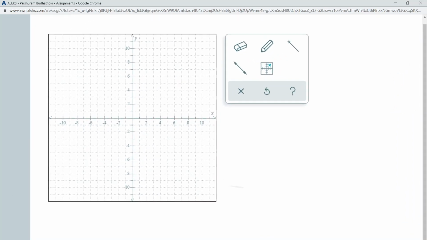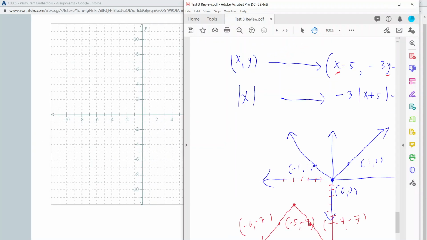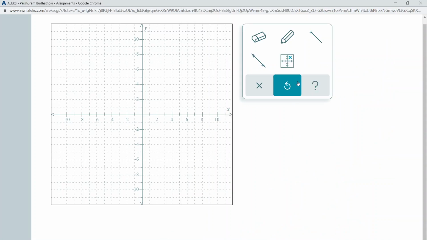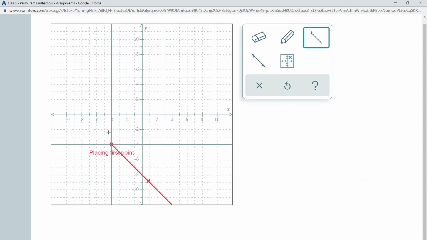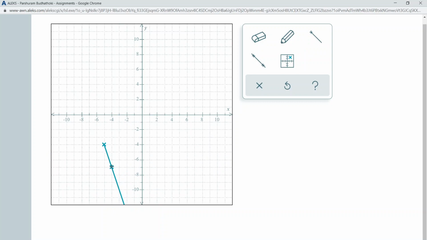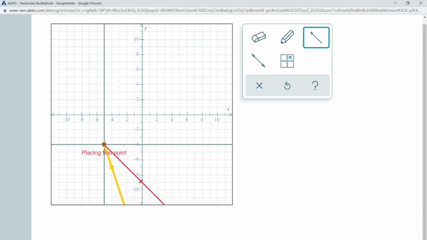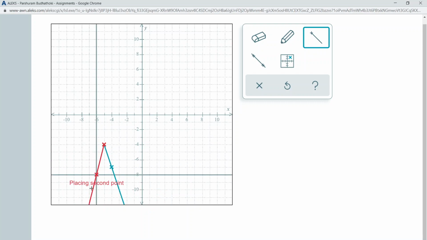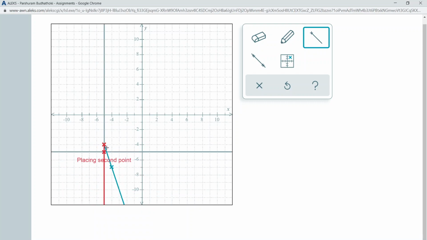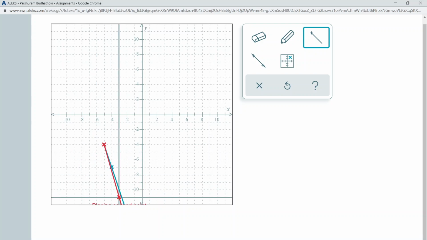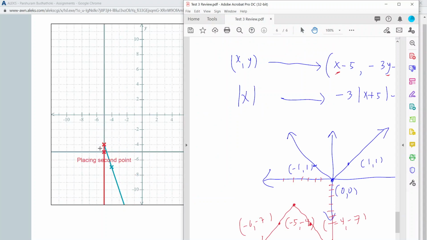Okay, let me make it bigger. So the first point is negative 5, negative 4. The second point is negative 4, negative 7. And now again, the first point is negative 5, negative 4, and then the second point on the other side is negative 5 and negative 7, negative 6 and negative 7.